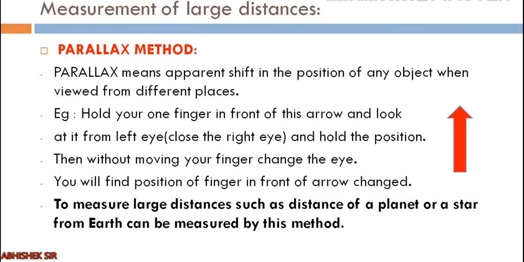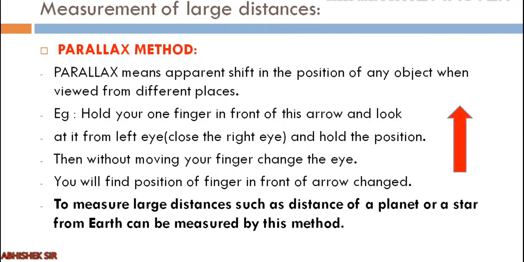Now, why this method is known as the parallax method, that also you have to understand. Not going into much detail, let me tell you what parallax means. The meaning of parallax is the apparent shift in the position of any object when it is viewed from different places at a time, right? So let us do an experiment. You can see one red arrow on the screen. Now hold one finger exactly in front of this arrow, and look at it with your left eye.